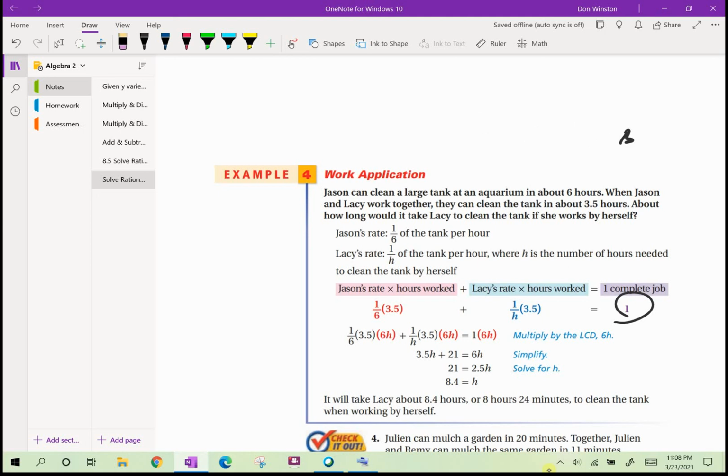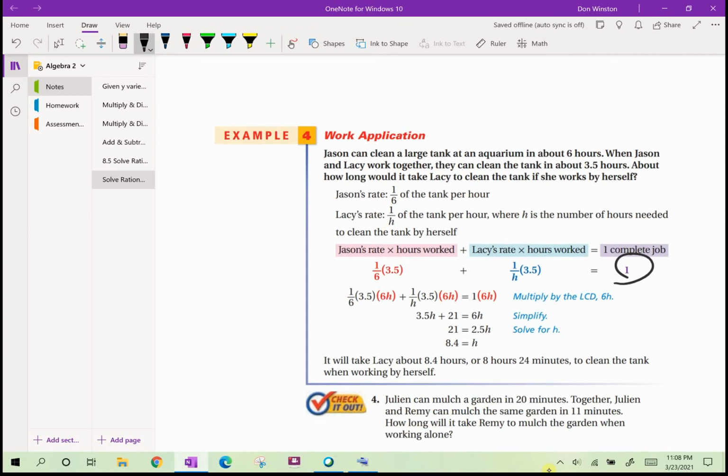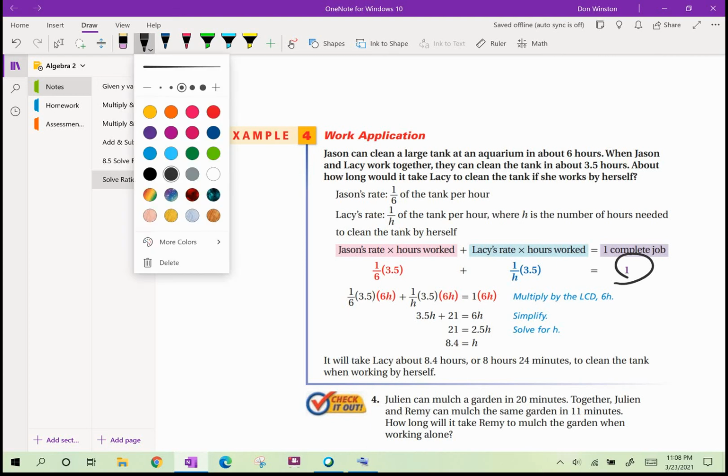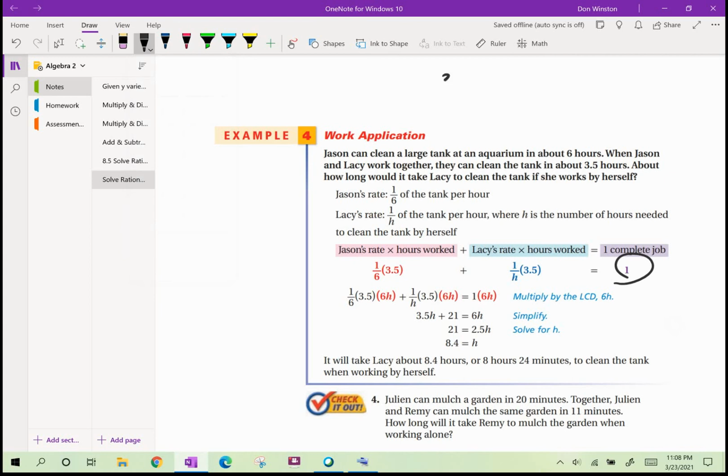But Jason and Lacey are working together, and it will take them 3.5 hours. So Jason's rate, again, is 1/6, and we multiply by 3.5, plus 1 over H, which is Lacey's rate, times 3.5, because that's how long it takes both of them working together. So if I read it like this, I have 3.5 over 6 plus 3.5 over H, and that equals 1.